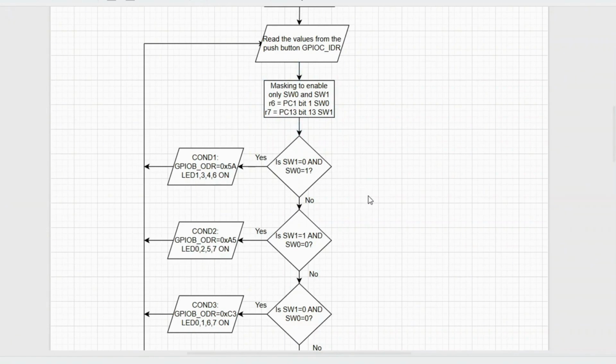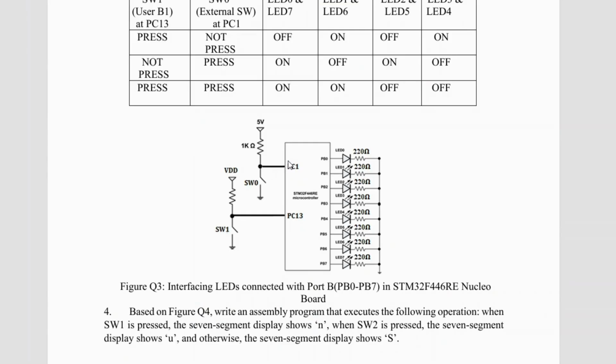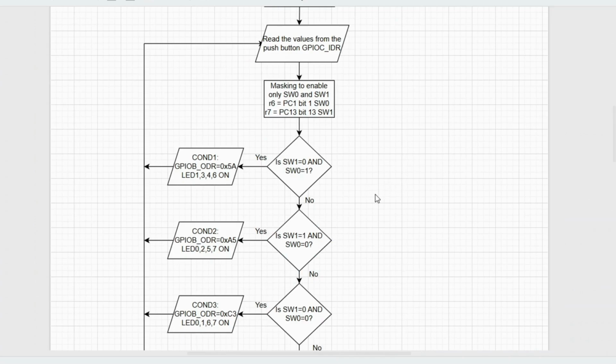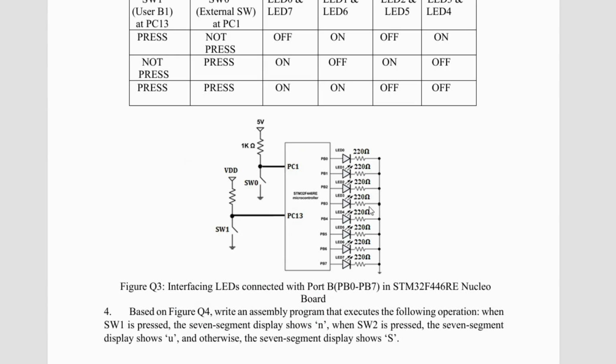The first condition is switch 1 equal to 0 and switch 0 equal to 1, meaning that switch 1 is on and switch 0 is off, because it's active low, so it has to read the 0 value. If yes, then the port B GPIOB ODR, the STM will give a value equal to 0x5A, causing LED 1, 3, 4 and 6 to turn on. So the value that the STM gives must be equal to 1, because this is already 0. So this is 1 to create the potential difference in order for the LED to light up.